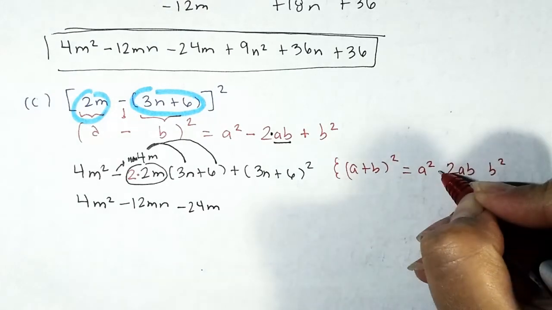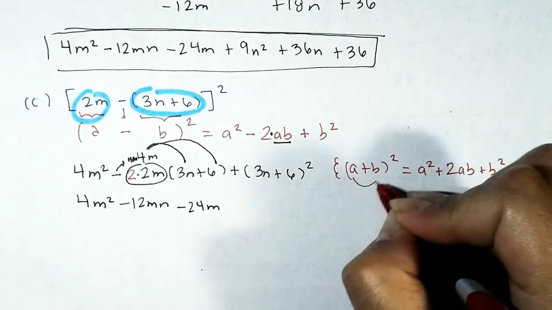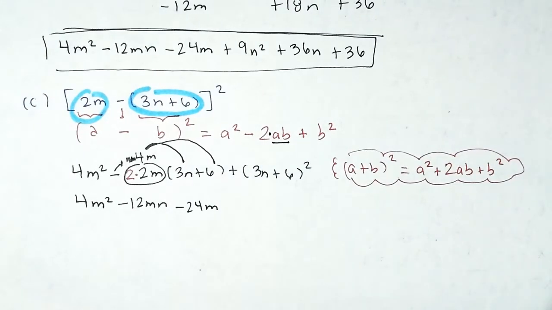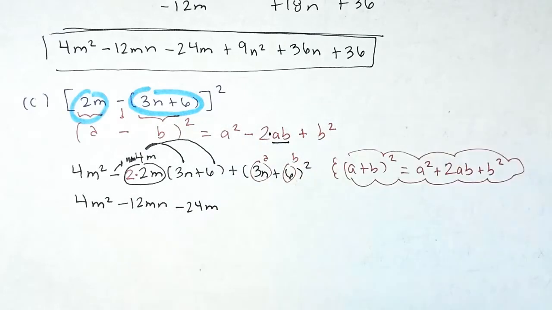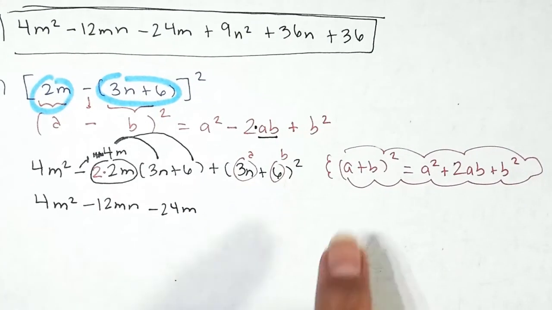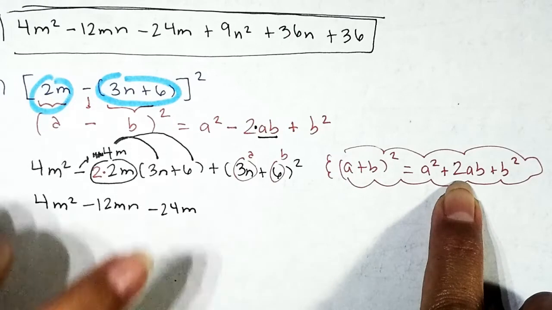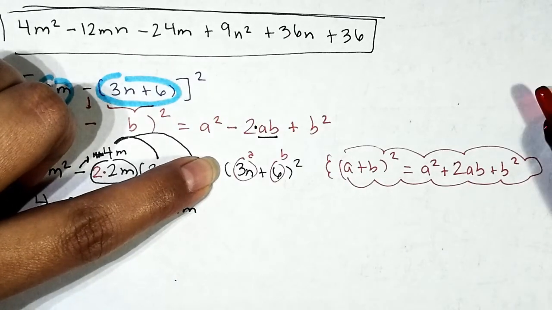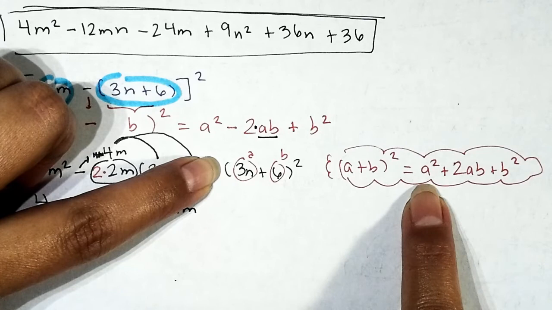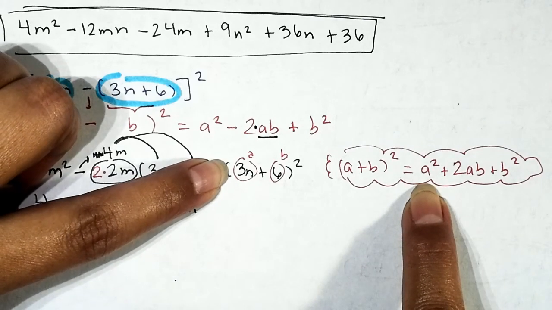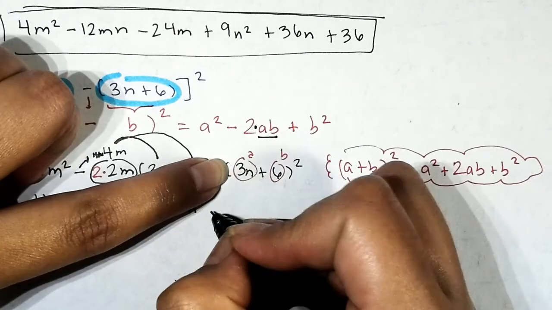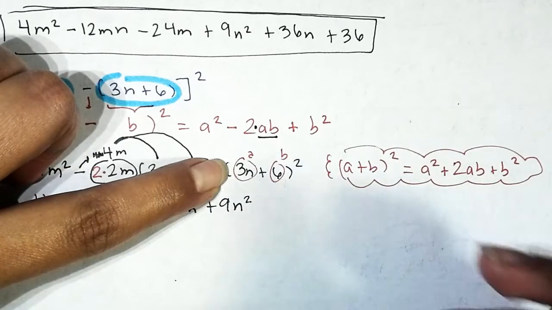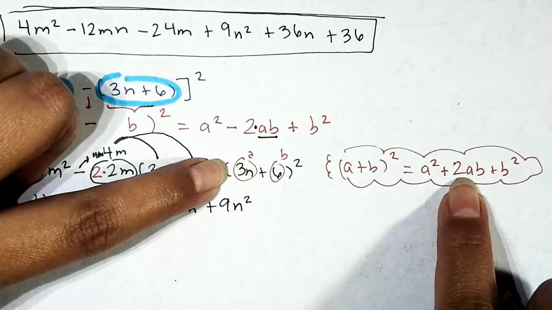For the signs, same, always positive. Alright, so let's do this. So remember, a is whatever you see before the operation. b is whatever you see after the operation. So let me see if I can zoom in. So this is our question, this is our answer. Let's do this problem so we can almost leave. The first term is of the form a squared. So we're going to take that 3n and square it. 3n times 3n will give us 9n squared. So plus 9n squared. Middle term is of the form 2ab.